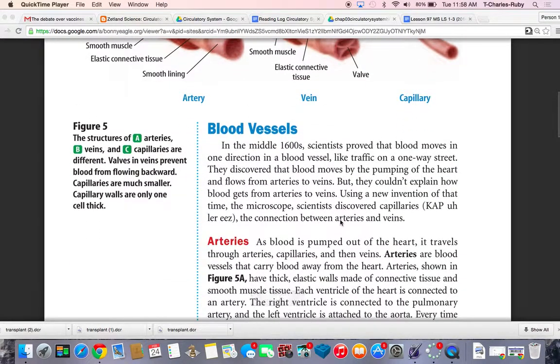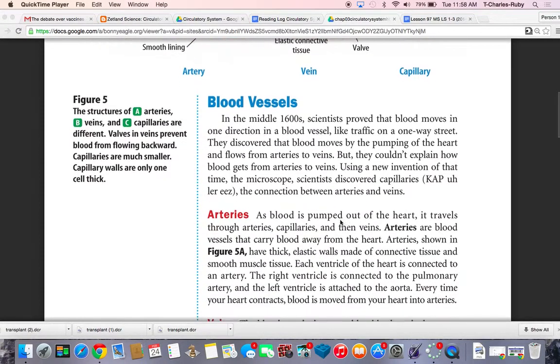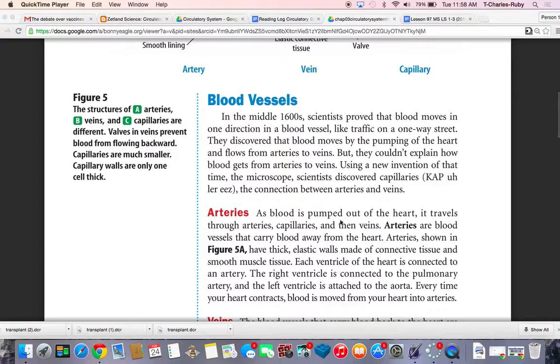Blood vessels. In the middle 1600s, scientists proved that blood moves in one direction in a blood vessel, like traffic on a one-way street. They discovered that blood moves from the pumping of the heart and flowing of the arteries to veins. But they could not explain how blood gets from arteries to veins. Using a new invention of the time, the microscope, scientists discovered capillaries, the connection between arteries and veins.